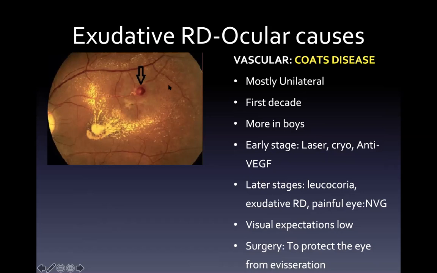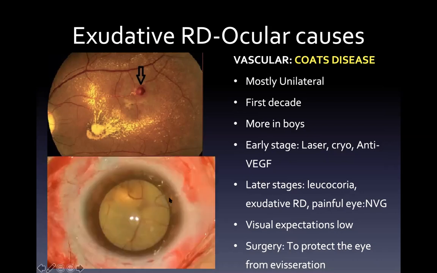We usually don't see them at this age because it occurs in the first decade. So in children, in the first decade, and it occurs usually unilaterally. 90% is unilateral. That means that children usually do not realize that there's something going wrong in one of the eyes. The family also does not realize. That's why it's more in boys, by the way. First decade, more in boys, and mostly unilateral.